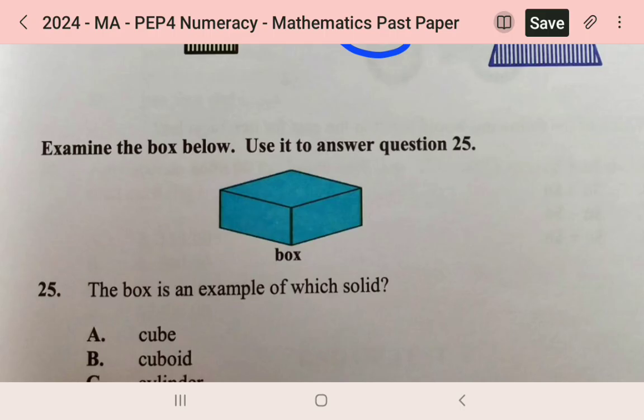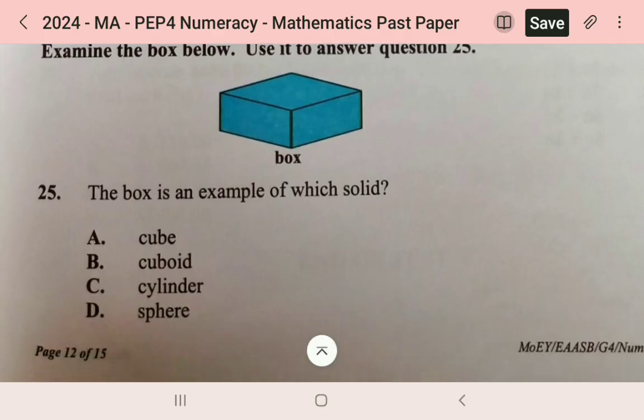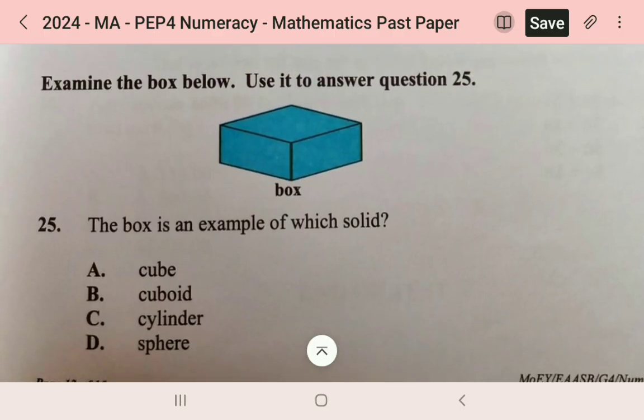So here we go. We're looking at 25. Examine the box below. Use it to answer question 25. This is a repeat. The box is an example of which solid?